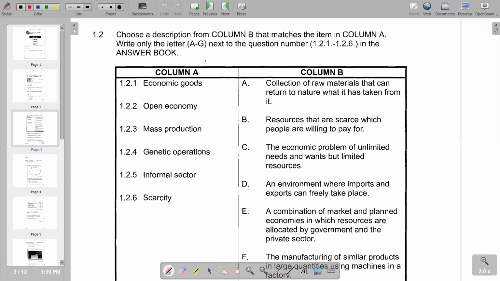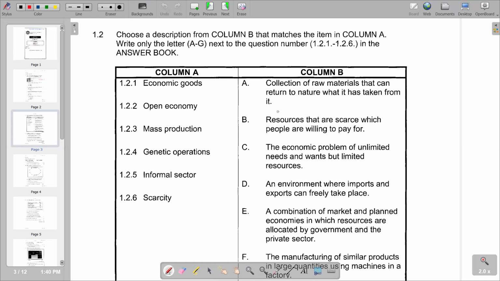So basically, we know that economic goods are goods that are useful to people, but obviously they have to be scarce in relation to demand, so that human effort is required in terms of acquiring them. So for economic goods, we try to see in terms of column B what matches that explanation, and we look at all the explanations that were given in column B. And if you go to B, it reads: resources that are scarce, which people are willing to pay for. So we have B as the correct response.